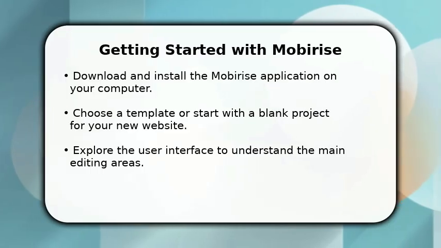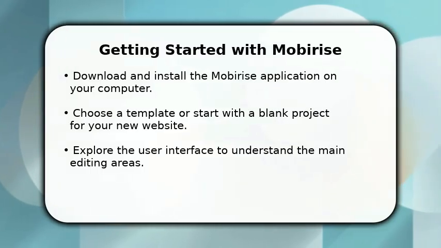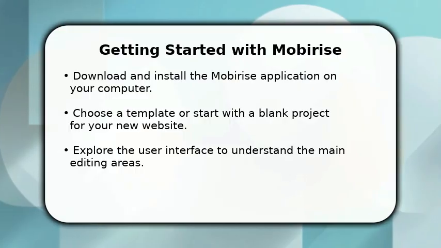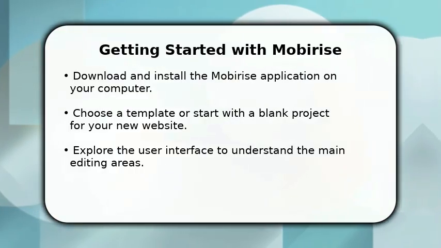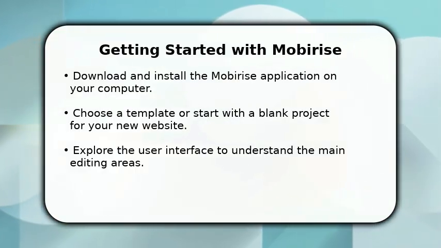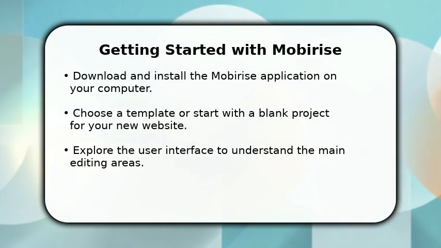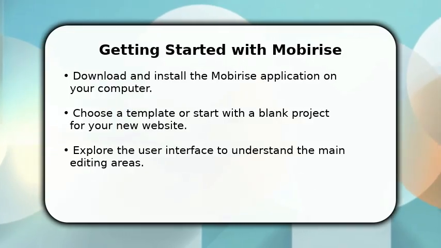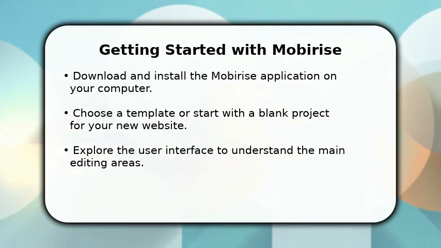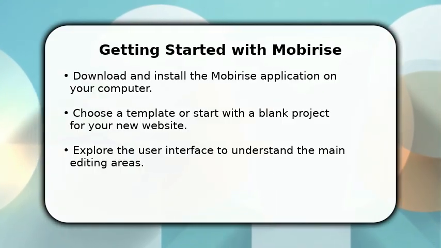In this video, I will explain how to create a website in Mobirise. First, download and install the Mobirise application on your computer. It's available for both Windows and Mac operating systems. Once installed, launch the program and choose to start a new site. You can select from many pre-designed templates or begin with a blank canvas.